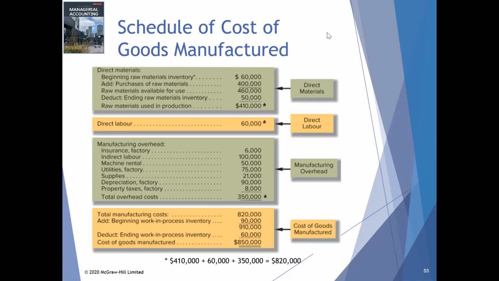We find it. This is also an expenditure. We can say this is expenditure. We can say this is the cost incurred. Direct material, then direct labor is 60,000.